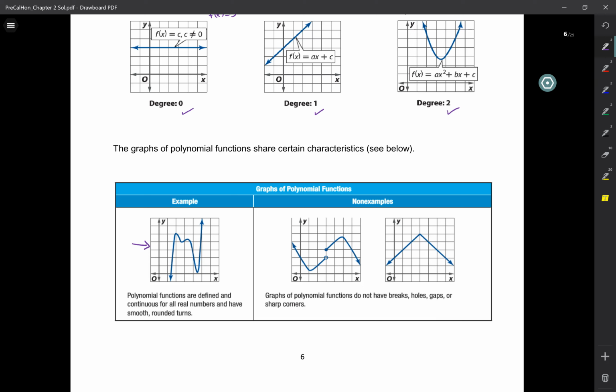Some examples of graphs which are not those of polynomial functions are this one and this one, right? So in a polynomial function, the graph will never have a discontinuity like this. There will never be any corners like that one. It'll be like a smooth roller coaster going up and down.